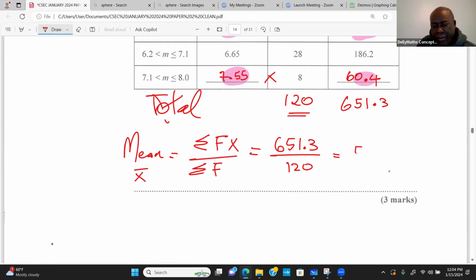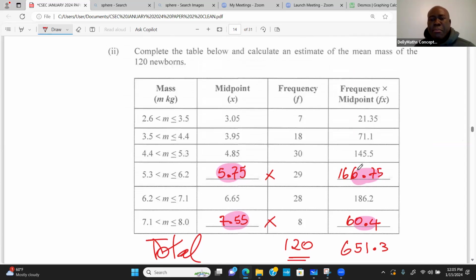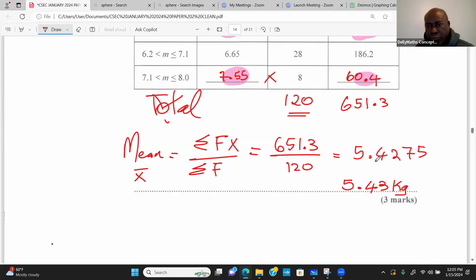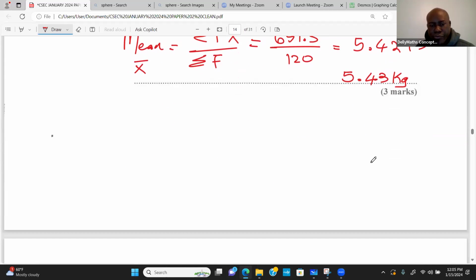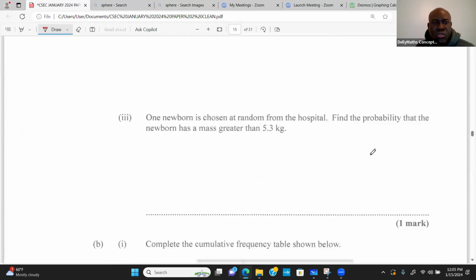And I'm getting 5.4275. If I want to round this off to three significant figures, I'll use 5.43, right? And it is in kilogram because it is the mean mass, okay? All right, let's keep going.